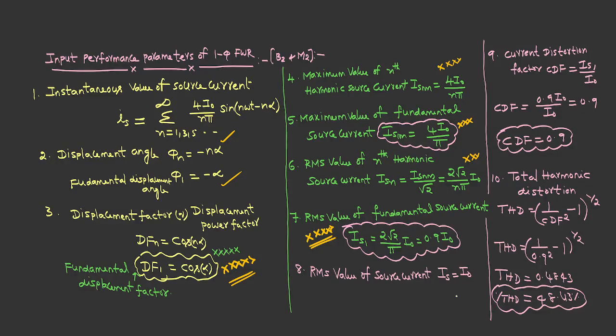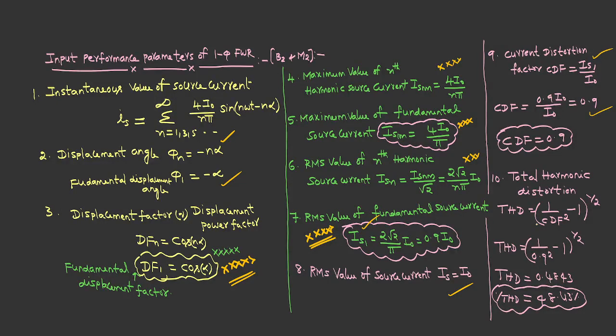Then what is the RMS value of source current? RMS source current is I naught. The fundamental source current is 0.9 times I naught, but source current is I naught. Then what is the current distortion factor? IS1 by I naught, that equals 0.9. What is the current distortion factor of full wave rectifier? 0.9.